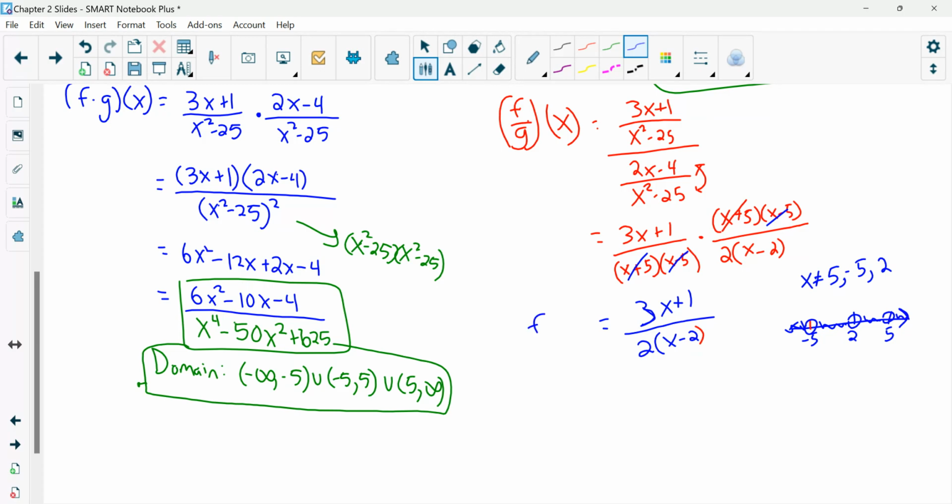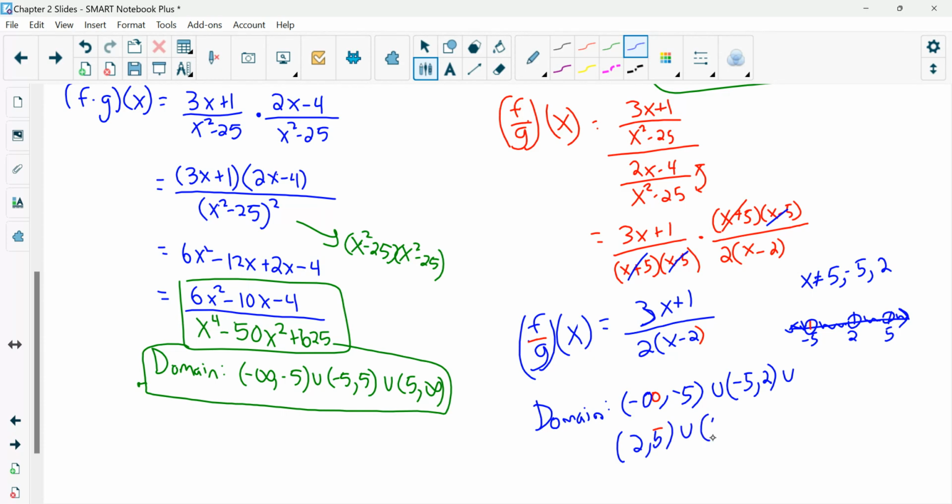So this is f divided by g of x, and then our domain is a little bit trickier. It's going to go from negative infinity to negative 5, from negative 5 to 2, 2 to 5, and then 5 to infinity. So, having the rational expressions changes it up a little bit, because you got to remember all those little tricks for that also.